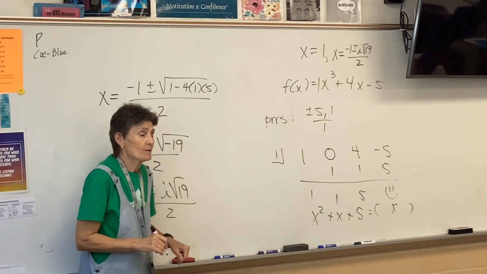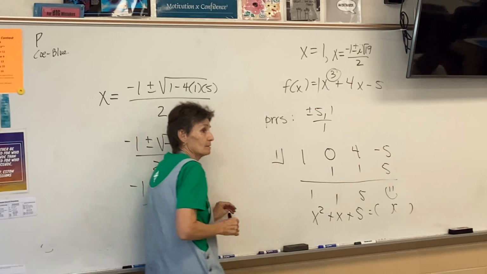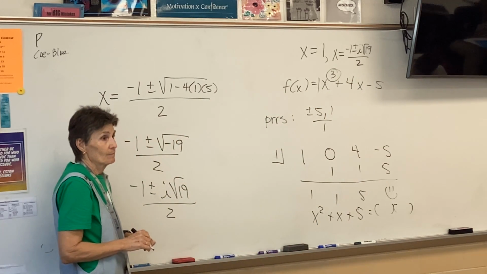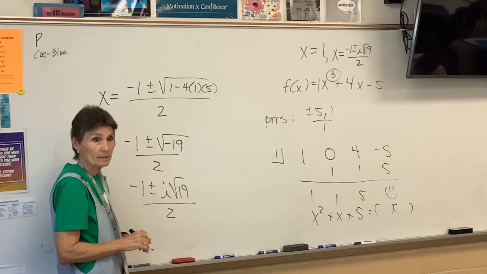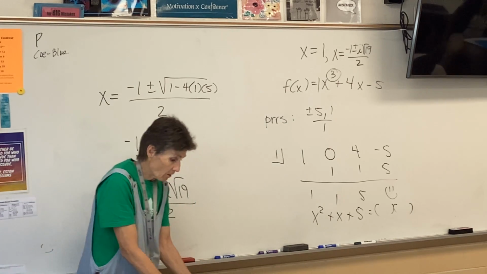So x equals 1 and x equals that are my answers to the problem. How many answers are there? 3. That is exactly what we expected. Two of them are imaginary. One of them is real. All right.